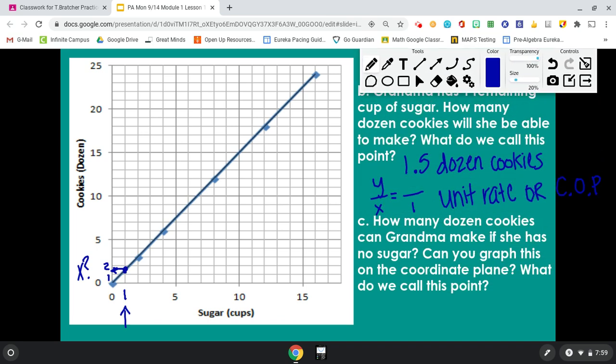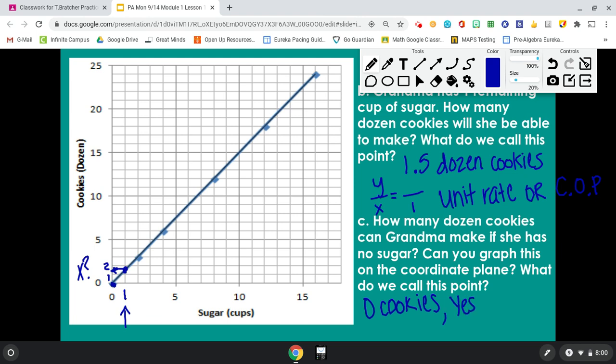All right, and C. It says, how many dozen cookies can Grandma make if she has no sugar? Can you graph this on the coordinate plane? And what do we call this point? So think about that. That would be down here, 0 cups of sugar. Well, that means she can make 0 dozen cookies.